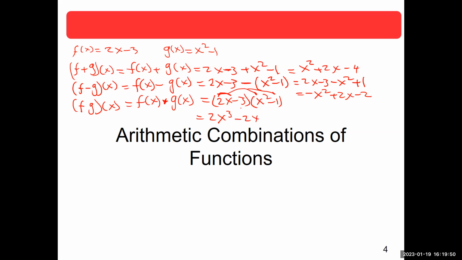Now, negative 3 will multiply the two terms. You're going to get negative 3x squared plus 3, because negative 3 multiplied by negative 1 is positive 3. Let's rearrange this one: 2x cubed minus 3x squared minus 2x plus 3.